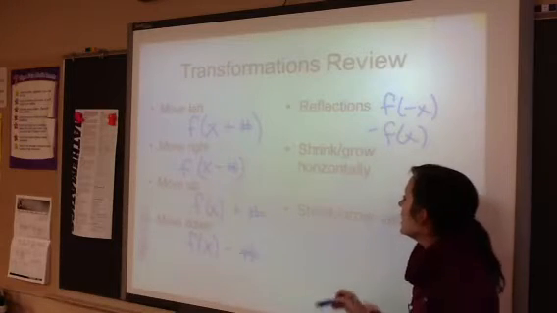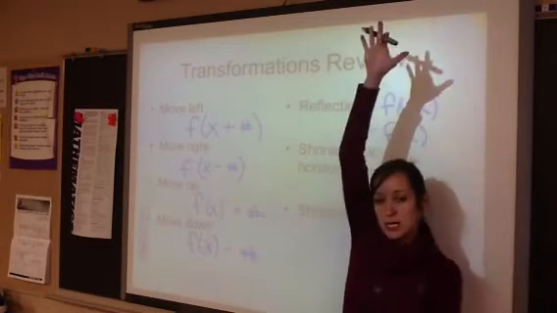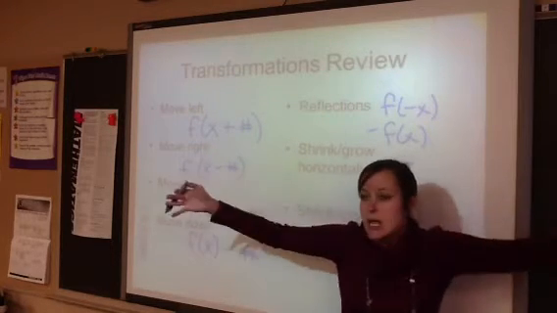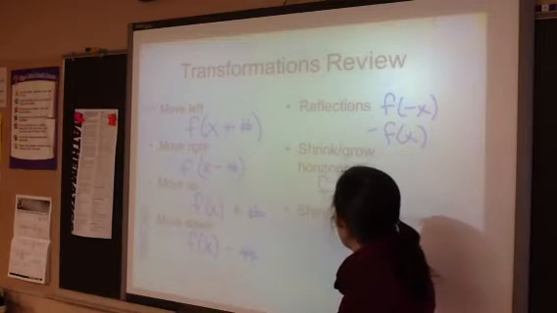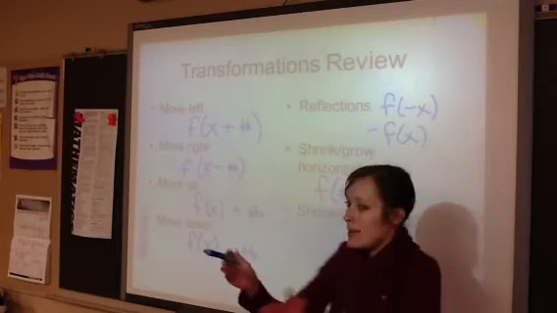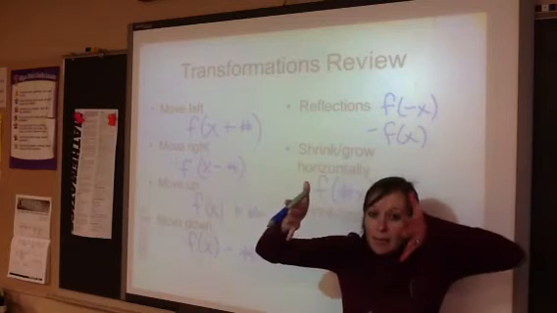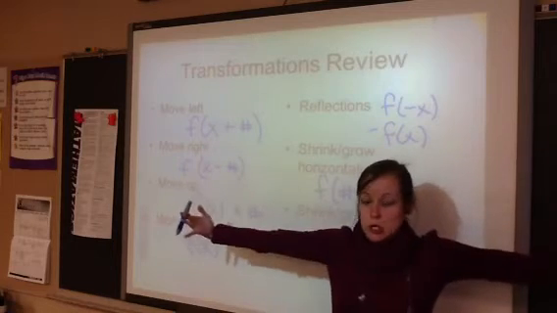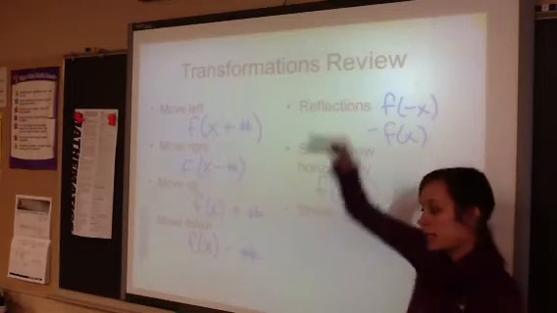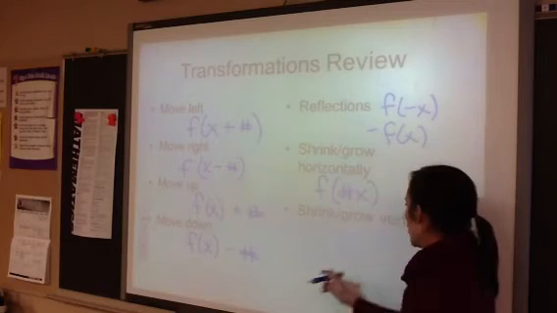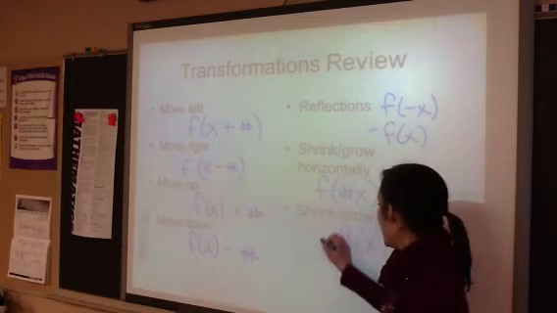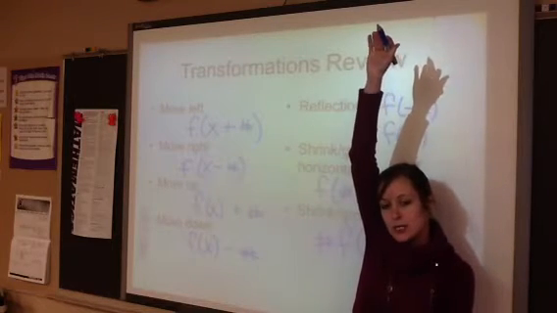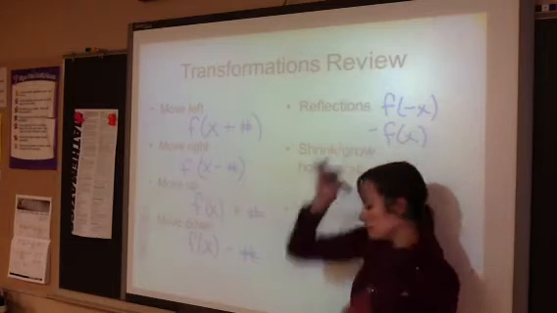So negative on front. To shrink horizontally, this way, that's your x's. And so we're going to have f times a number inside, and that will make us shrink because it's the opposite. If we had divided by a number, that would make us grow. Right, to shrink vertically, you're going to have a number out in front. And if that number is being multiplied, it will grow. If the number is being divided or it's a decimal or fraction, it will shrink. Yeah, you got it?